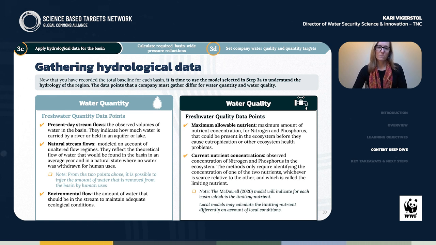Environmental flow requirements represent the amount of water that should be in the stream to maintain adequate ecological conditions. As for water quality targets, we need to apply 2 data points for the basin: maximum allowable nutrient loads and current nutrient loads. Maximum allowable nutrient loads describe the maximum amount of nutrient concentration for nitrogen and phosphorus that could be present in the ecosystem before they cause eutrophication or other ecosystem health problems. Current nutrient loads refer to the observed concentration of nitrogen and phosphorus in the ecosystem.